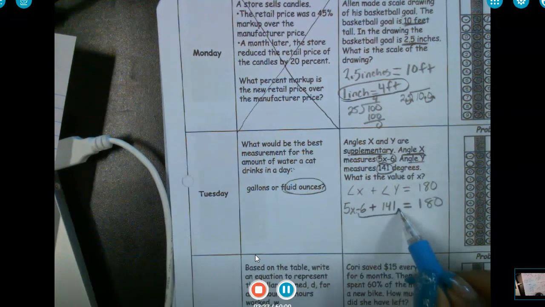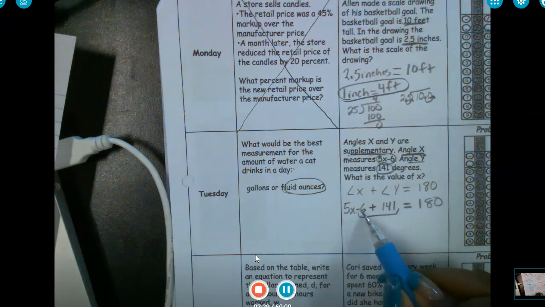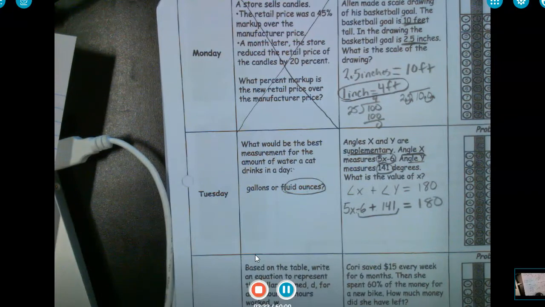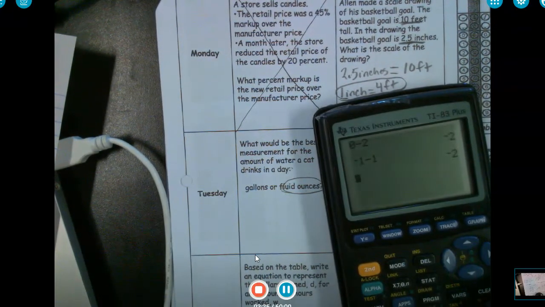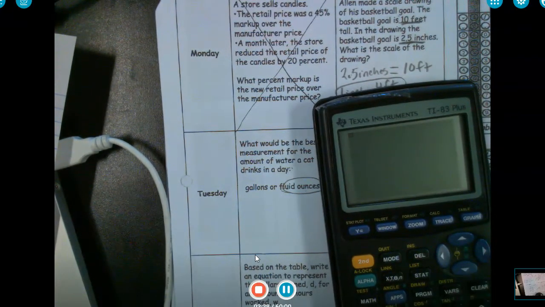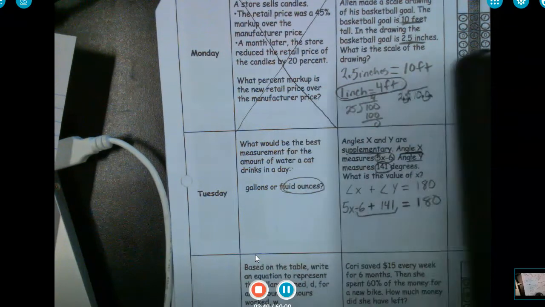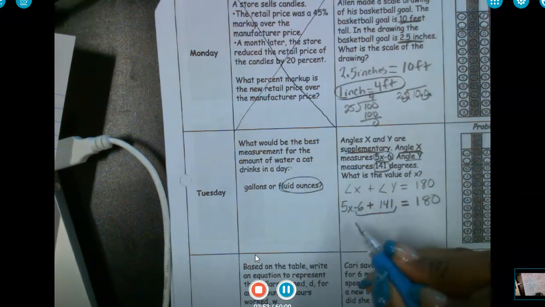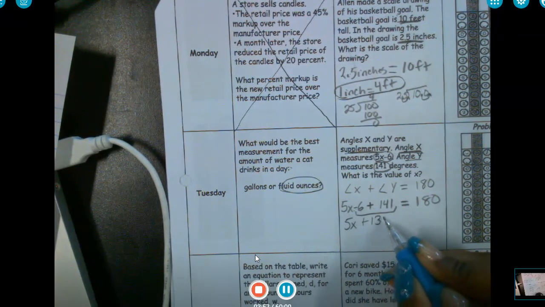All right, so now to solve this equation, or to get X by itself, you're going to have to combine the like terms first. So negative 6 plus 141 is going to be what? You can do this in your head. I'm going to show you. You can do it in the calculator. It says negative 6, y'all. Negative is right here, 6. Please make sure you download the calculator from my Canvas page. 141, so you'll have it. And that's 135.